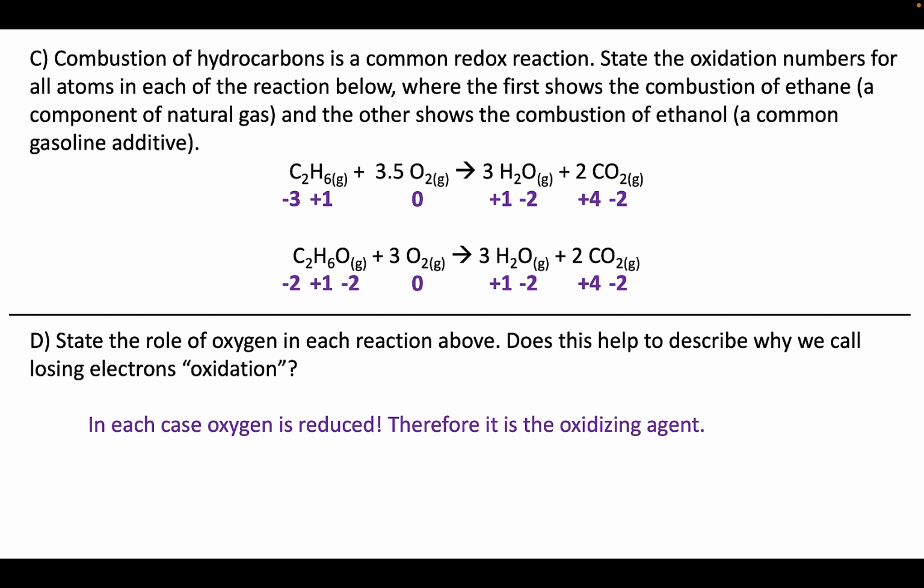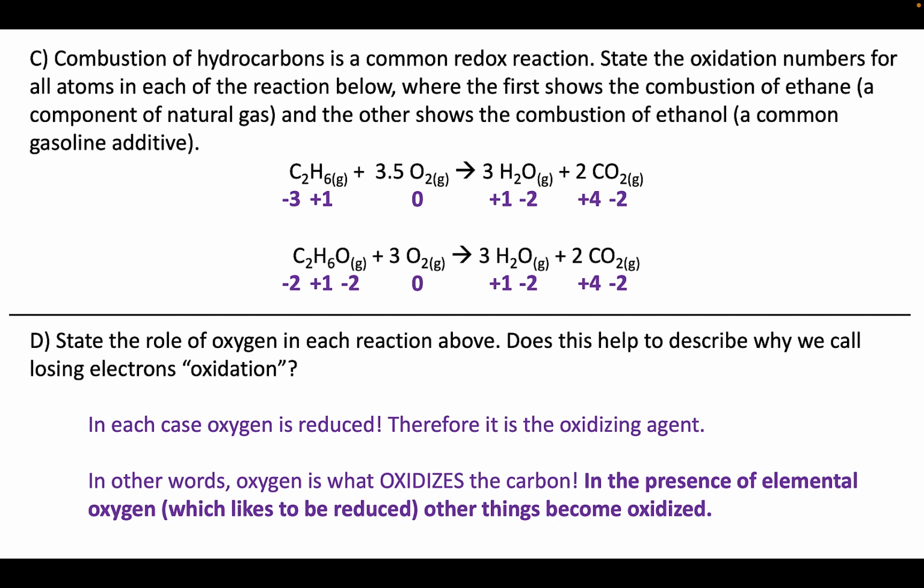And if we look, we see that in both cases, we have elemental oxygen that is reduced. Oxygen is actually gaining electrons, going from 0 to -2. 0 in the O2 on the reactant side to -2 in the CO2 on the product side. And therefore, we call it the oxidizing agent. Because it's reduced, it is promoting oxidation, causing things to be oxidized. And that's kind of why we call it oxidation.